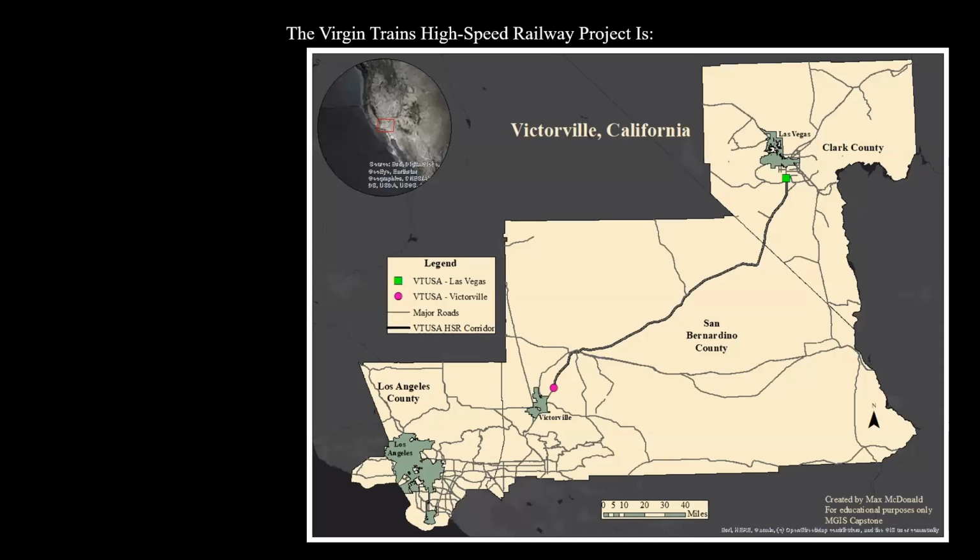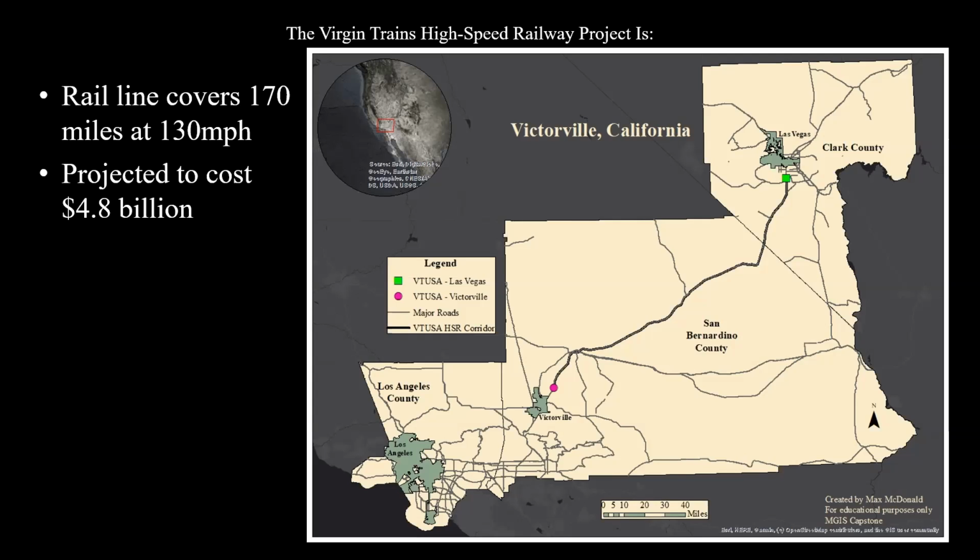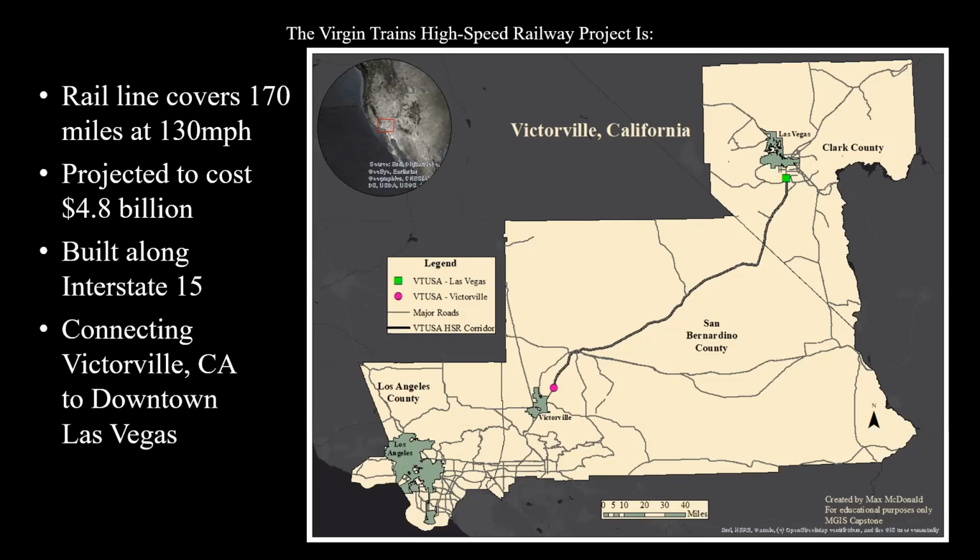I quickly discovered the Virgin Trains project aims to reduce a 4-hour car ride to 90 minutes by traveling roughly 170 miles at 130 miles per hour. The project is primarily backed by Fortress Investment Group, as well as the California Infrastructure and Economic Development Bank. It's aiming to be fully operational by 2023, and the venture is projected to cost $4.8 billion, and Interstate 15 is Virgin Trains' chosen corridor for the construction. It will first connect Victorville to Las Vegas, with plans to eventually extend to Palmdale, California, and downtown Los Angeles.